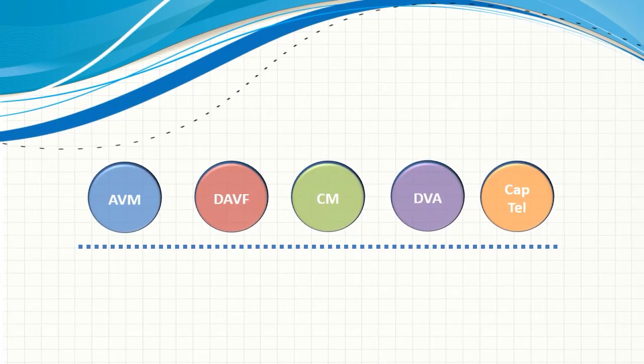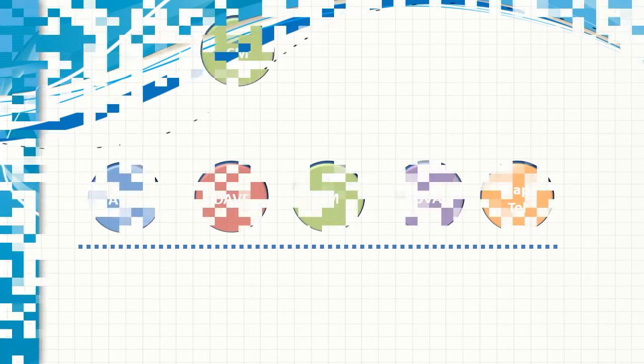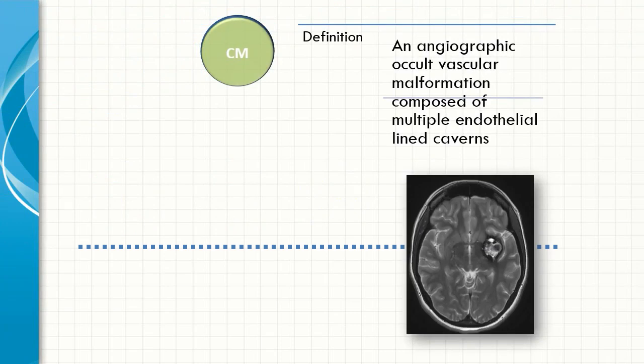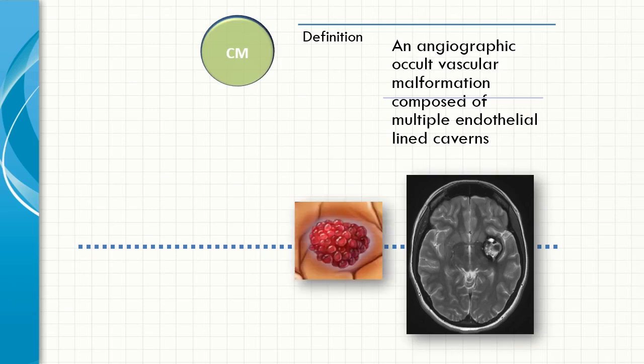We will now turn to cavernous malformations. Cavernous malformations are an angiographic occult vascular malformation composed of multiple endothelial-lined caverns. Radiographically, you see a central T2 signal that looks reticulated with a surrounding hypointensity suggestive of hemosiderin. Macroscopically, it looks like a mulberry or raspberry, and each of these endothelial-lined caverns has either thrombus or blood within it, and that is what's reflected on the MRI imaging.